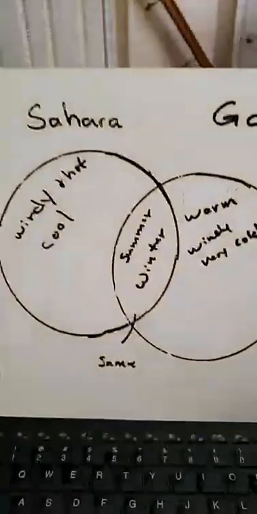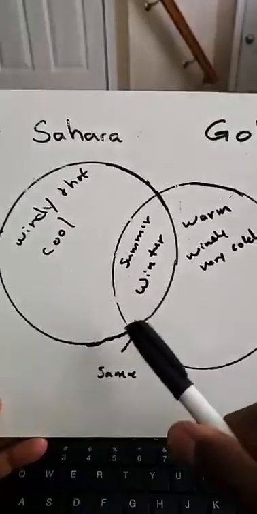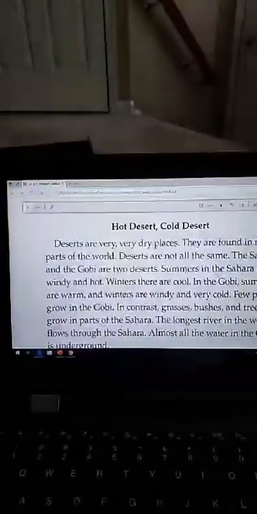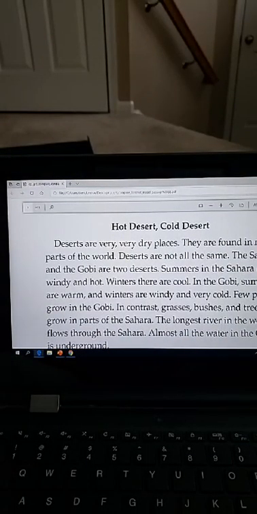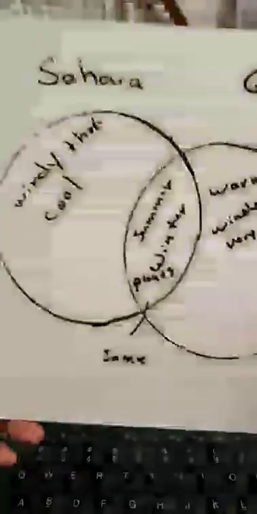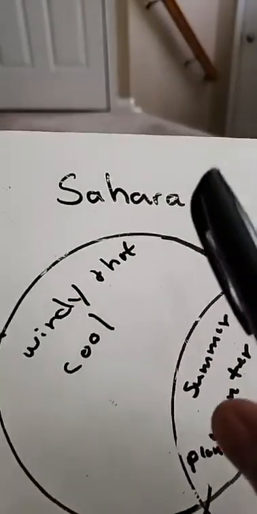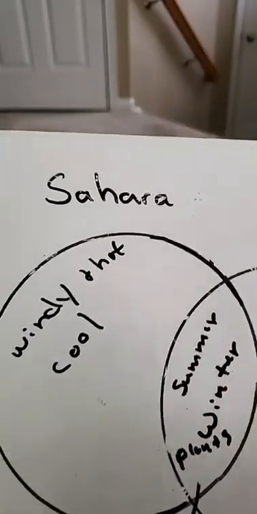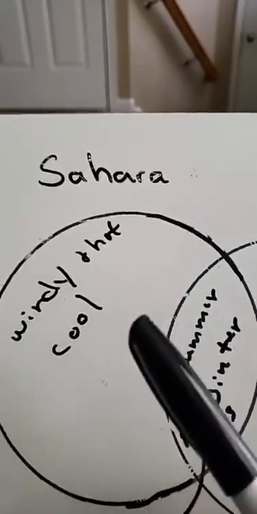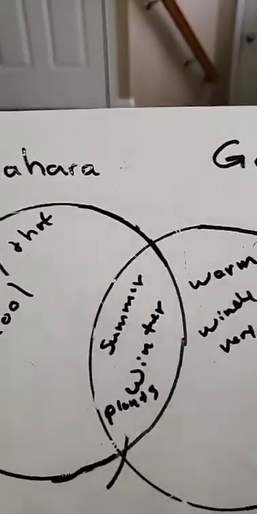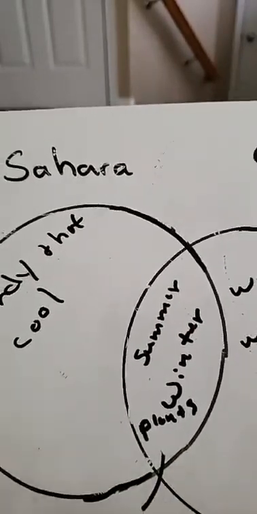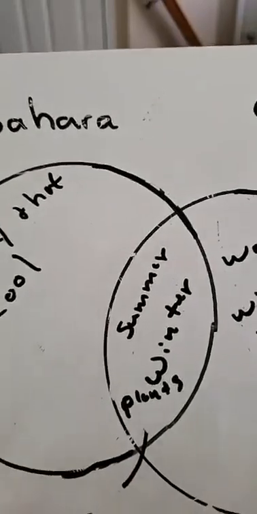So we go back to our Venn diagram, and where it says the same, we can write the word plants. In the double bubble, I wrote the word plants because the text said the Gobi had few plants, but the Sahara had plants. So we know they both have plants. So I'll put that in the middle of the double bubble, how they compare, or how they are like. They both, the Sahara and the Gobi, have plants. Let's continue reading.